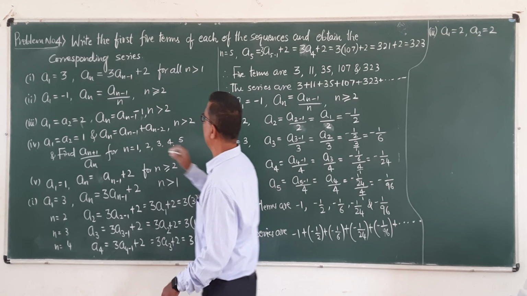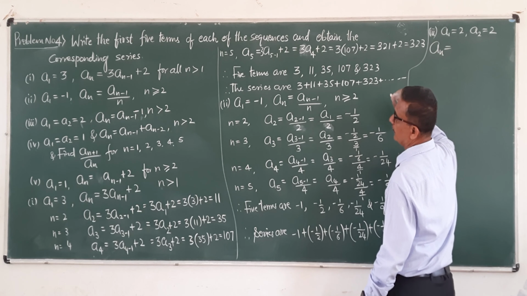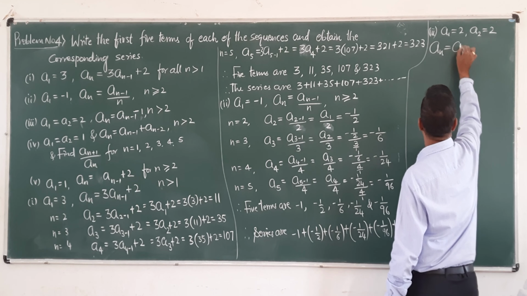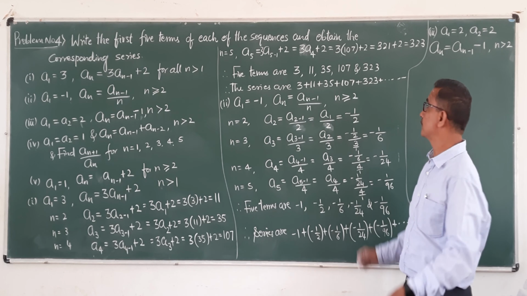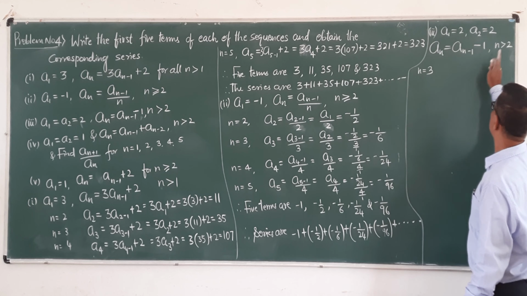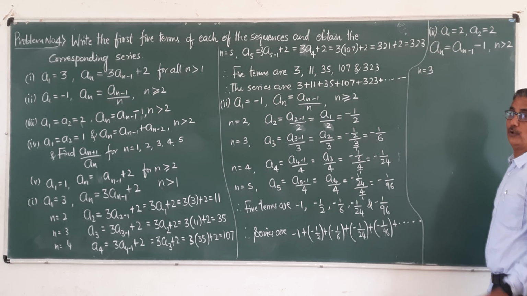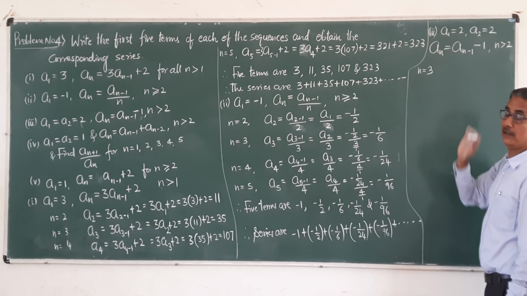And an is equal to an minus 1 minus 1. The condition is n should be more than 2. Take the number n which is more than 2, take 3, 4, 5, 6 and so on. Now first take n is equal to 3, because the condition is n should be more than 2. Don't take n value 1, don't take n value 2. Already first and second are given, right?